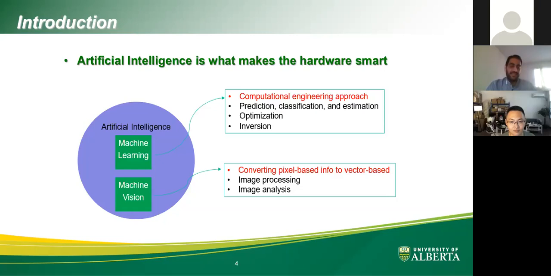In machine vision, we are talking about converting pixel-based information to vector-based information, and it's a very challenging problem. Just suppose that you want to make the computer able to interpret images like your eye; it's a very challenging problem. Some common tools in machine vision are image processing and image analysis, and I will go through the details of these tools in the next few slides.